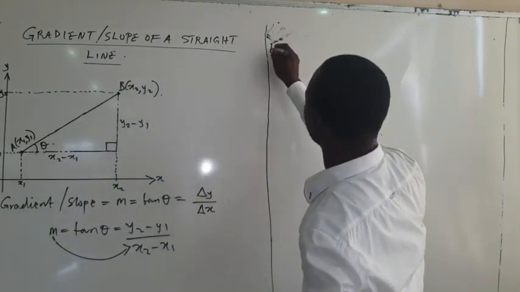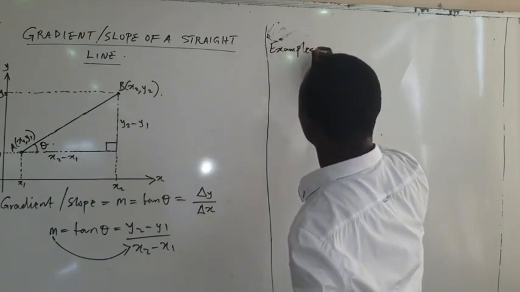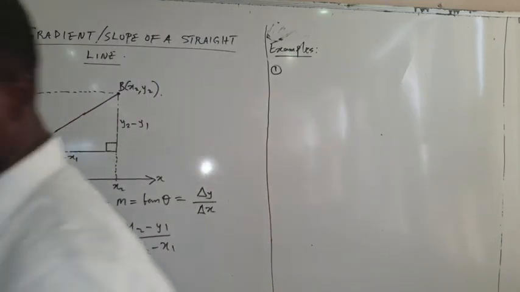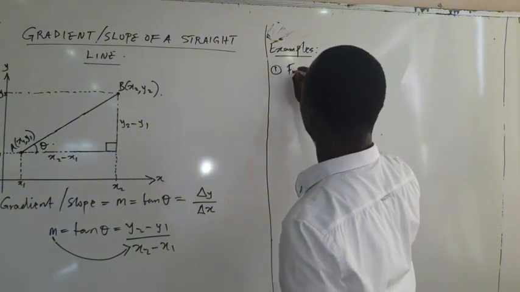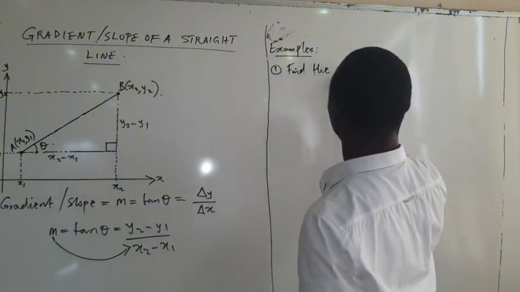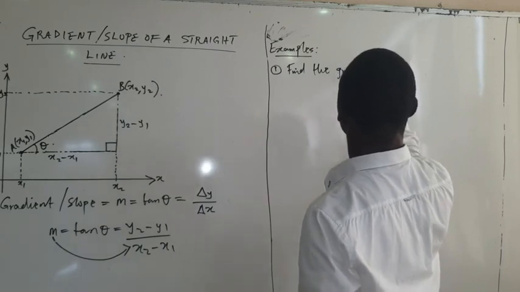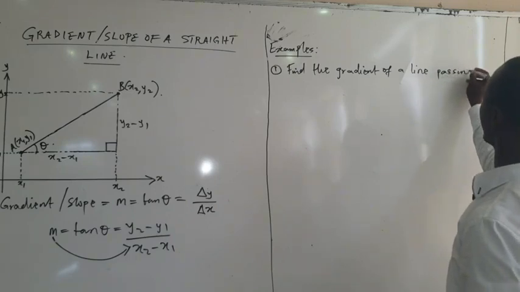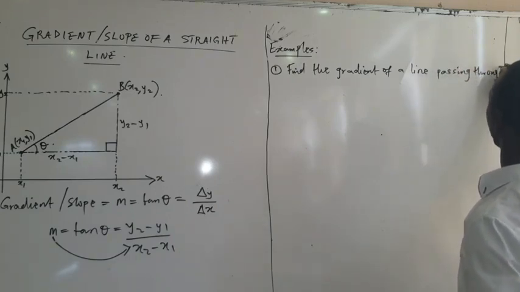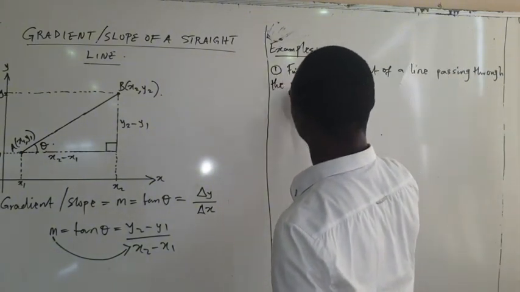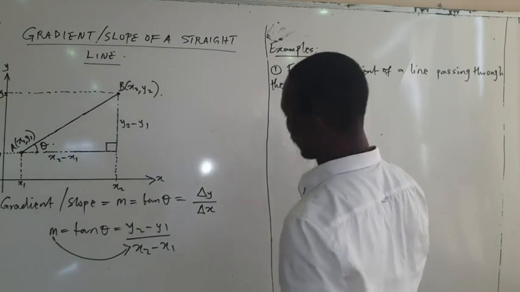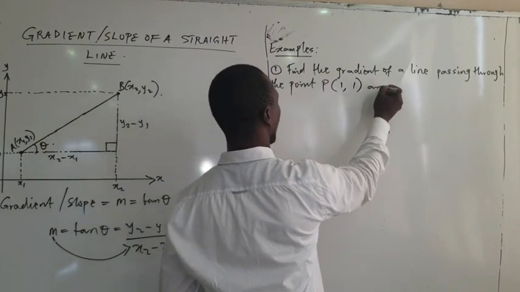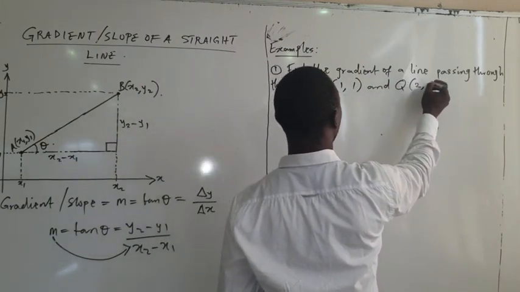Example number 1. Question 1 says, find the gradient of a line passing through the points P of coordinates 1, 1 and Q of coordinates 2, 5.